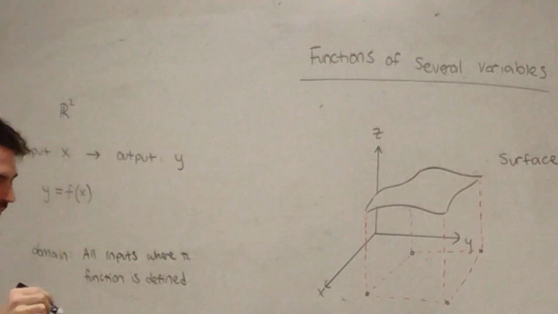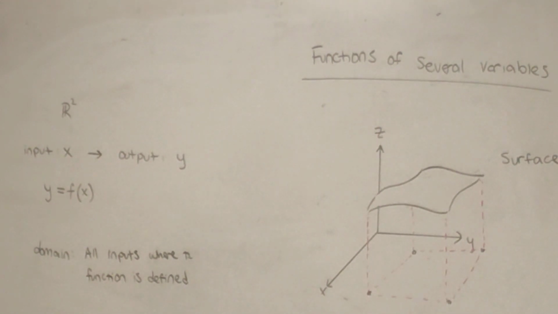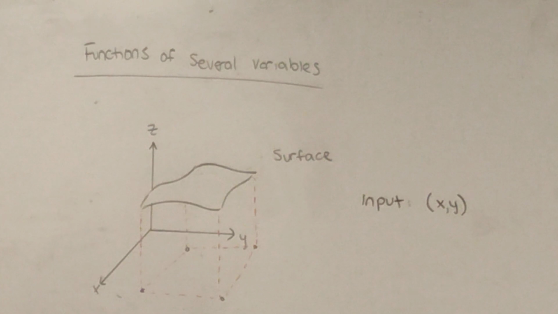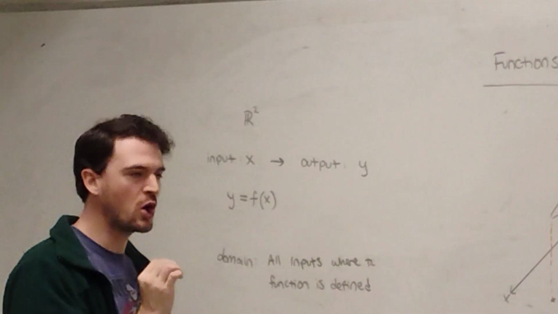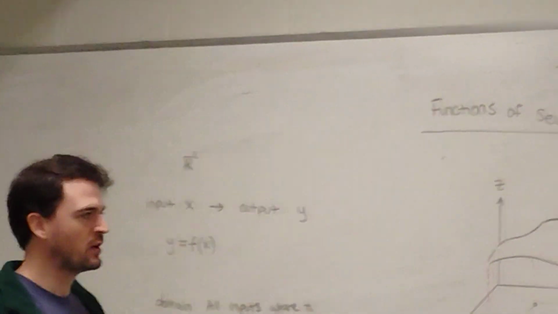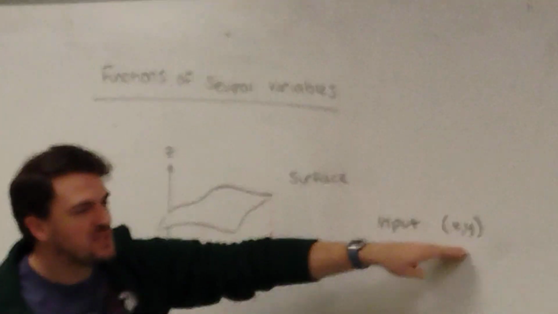Now in 2D, we are going to take an input of x and y. So what does that mean? Our input space of a function is no longer a number, but is now a 2D coordinate.